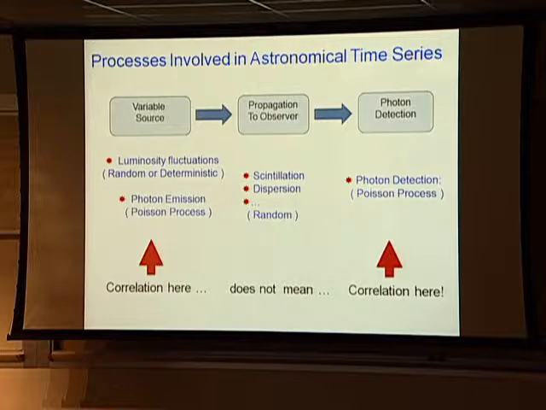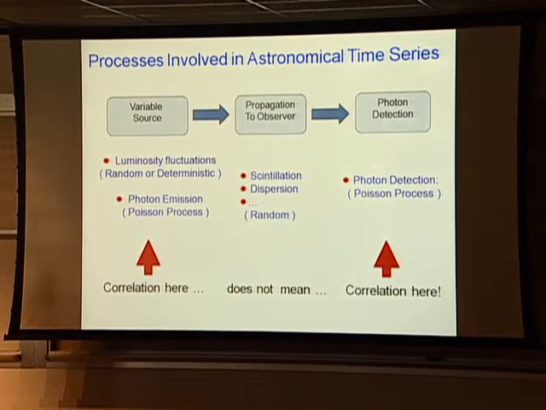And here's, in a way, a sobering picture for astronomers, because what's going on when you observe variable sources is not simple. There are several random processes going on that you have to deal with. One is that the luminosity of the original source may be random or deterministic. It may be fluctuating as variable sources.